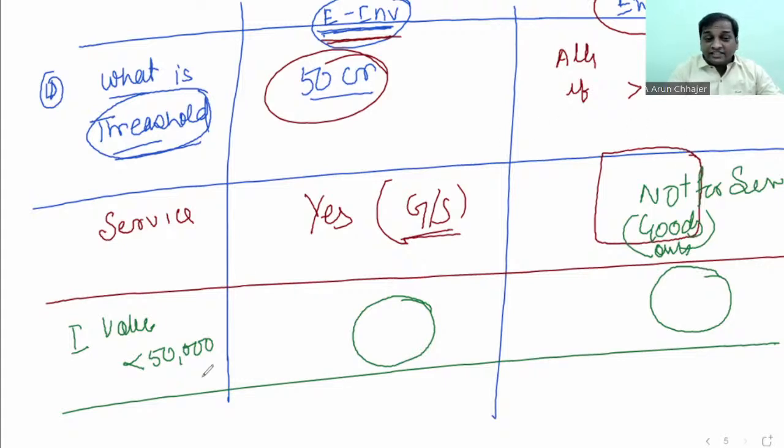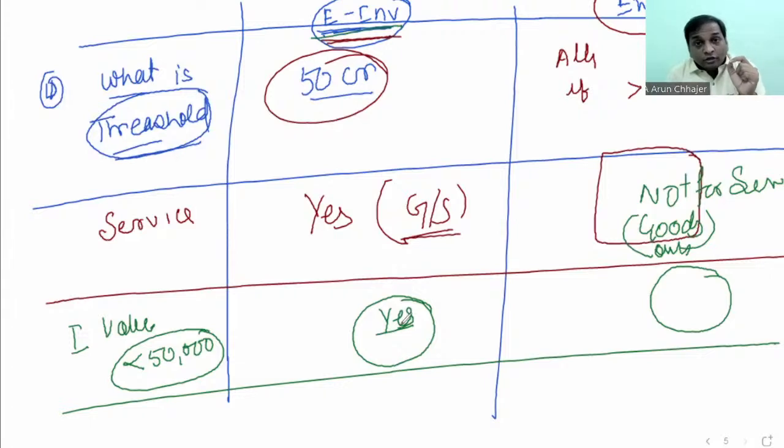So if the invoice value is less than 50,000, it is immaterial. If e-invoice provision is applicable, we need to prepare the e-invoice. But in case of the Eway bill, if the value of the goods is not more than 50,000, consignment value is not more than 50,000, Eway bill is not applicable.